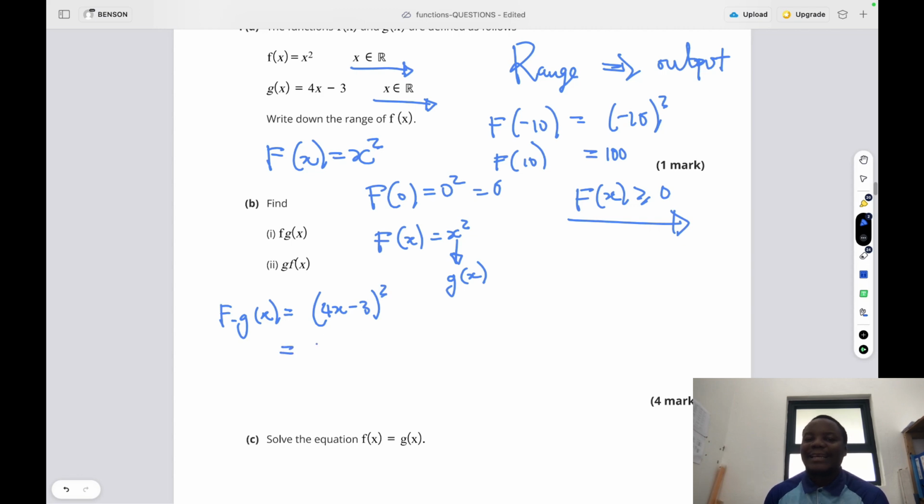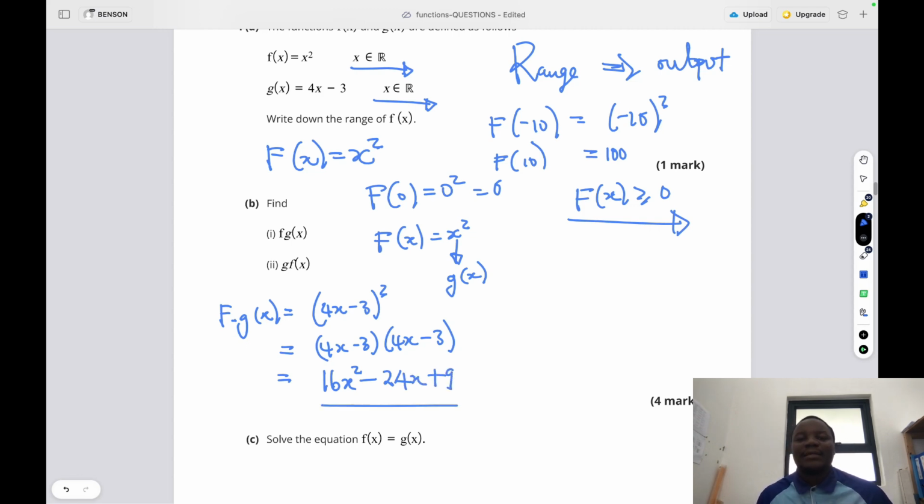This is just expansion of double brackets because we've got 4x minus 3, again 4x minus 3. So if we expand this, we've already done lots of expansion since form 1 and form 2. This will give you 16x squared and then minus 24x plus 9. This is our f of g of x.